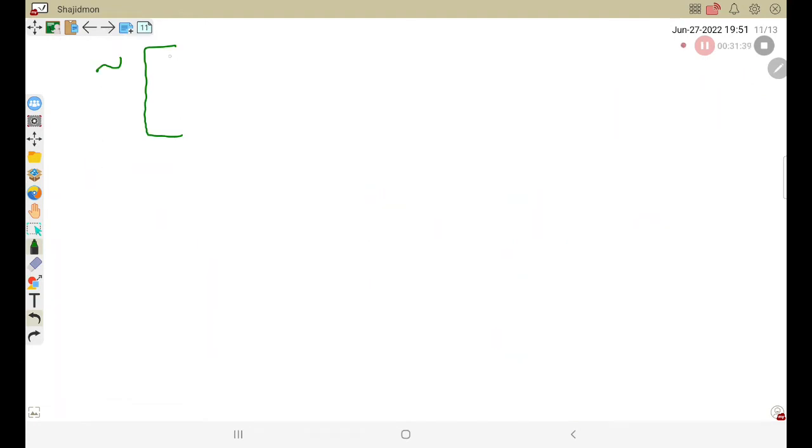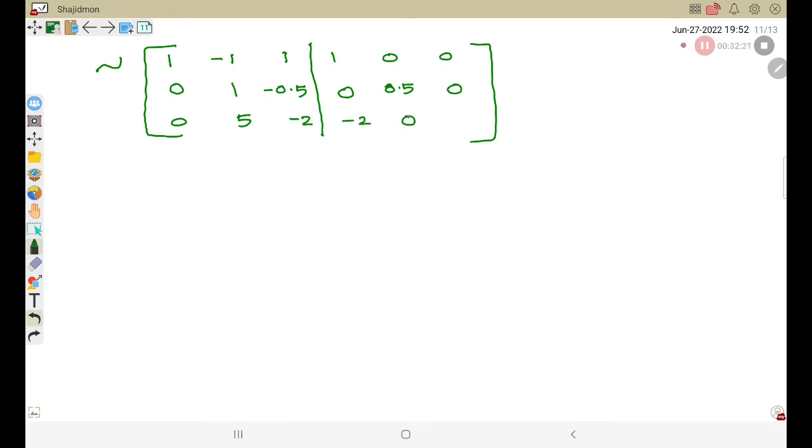So the first row I am writing the same: 1, minus 1, 1, 1, 0 and 0. Then the second row, the complete row we divided by 2. So 0 divided by 2, 0. 2 divided by 2, 1. Minus 1 divided by 2, minus 0.5, correct. 0 divided by 2, 0. 1 divided by 2, 0.5. Then 0 divided by 2, that is 0. Complete row divided by 2. Now the third row is the same. What is the third row? 0, 5, minus 2, minus 2, 0 and 1.